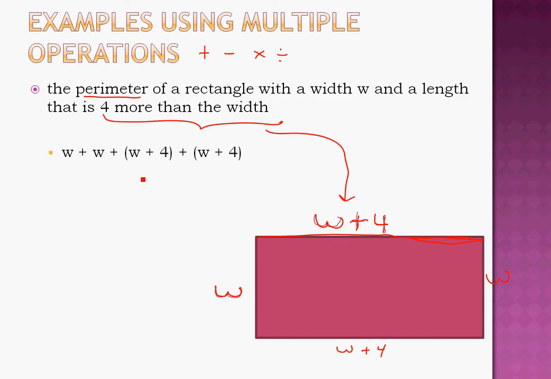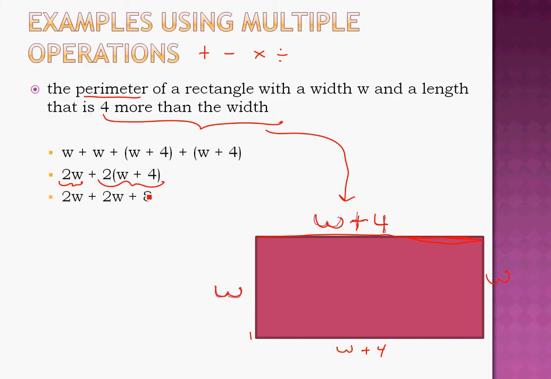Now some of you may have some experience with simplifying expressions. If you do, you might be thinking, I could write this another way. I could write this as 2 W's. So this 2W right here is representing the two widths, and then this 2 times W plus 4 is representing the two lengths.